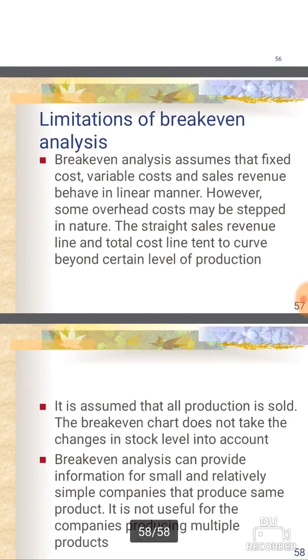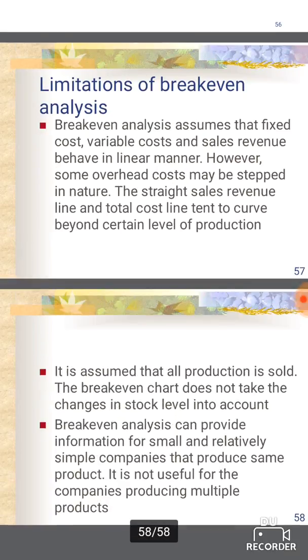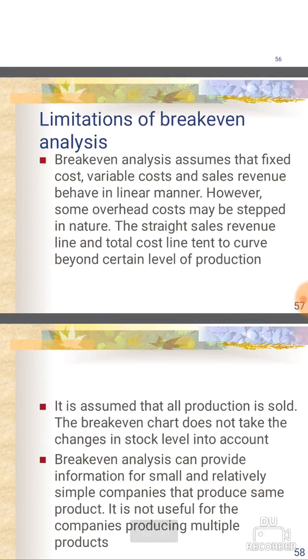Limitations of break-even point analysis. Break-even analysis assumes that fixed cost, variable cost, and sales revenue behave in a linear manner. However, some overhead costs may be stepped in nature. The straight sales revenue line and total cost line tend to curve beyond a certain level of production. It is assumed that all production is sold. The break-even chart does not take changes in stock level into account.